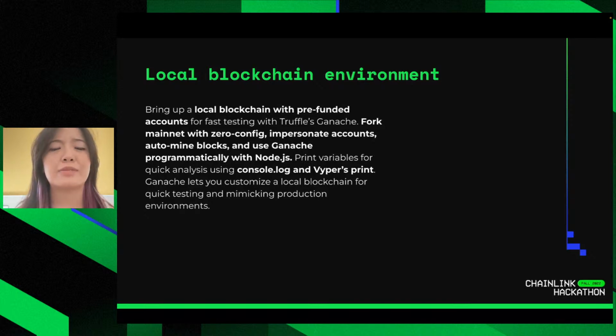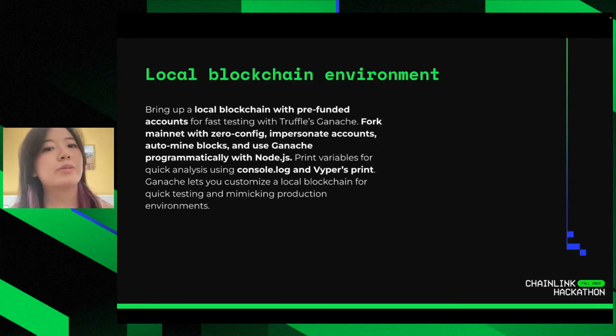So maybe you guys might have heard of something called Ganache. Ganache is a local test chain that will bring up a local blockchain instance with pre-funded accounts. Ganache is really cool because it allows you to really configure a local test environment, specifically forking mainnet or various live testnets with 0 configuration.